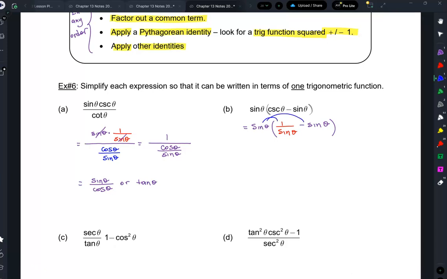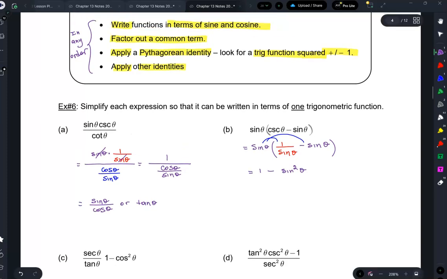Now, let's distribute. When I distribute here, I get 1. Sine times 1 over sine. Minus sine of theta times sine of theta is what? Sine square theta. Remember, it's not sine of theta squared. That's a different thing. Sine square theta.